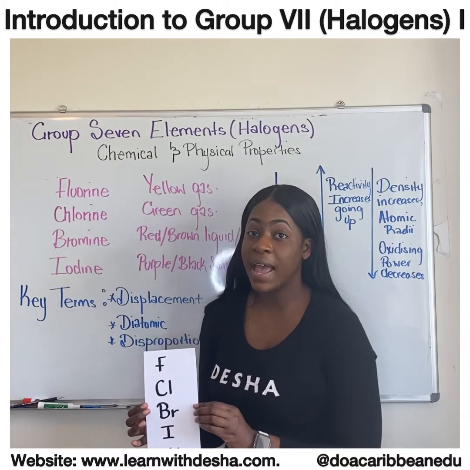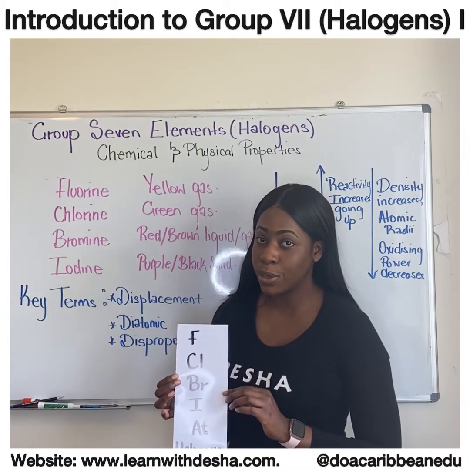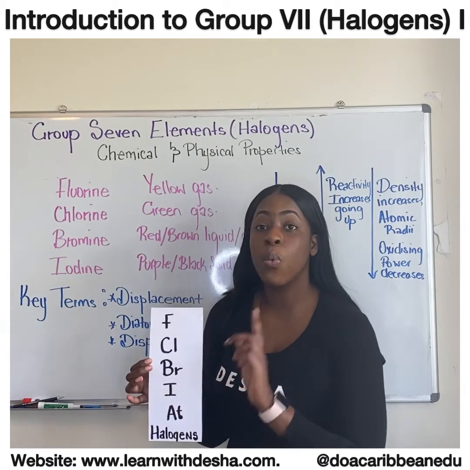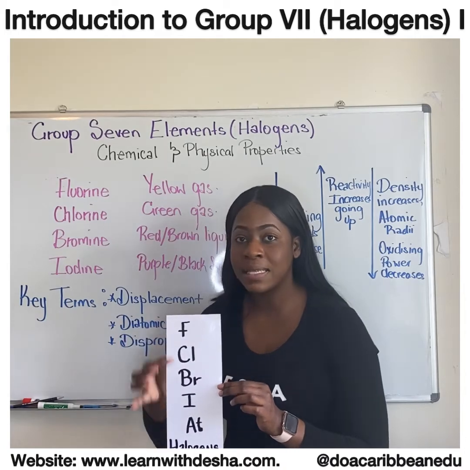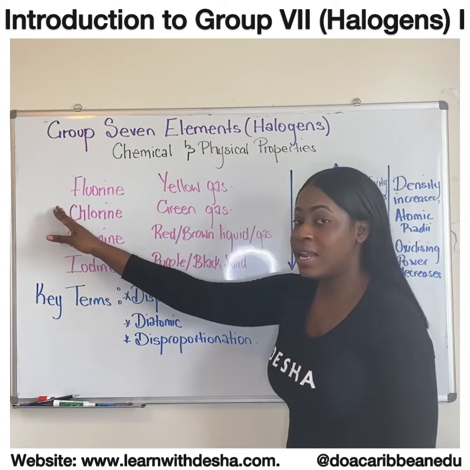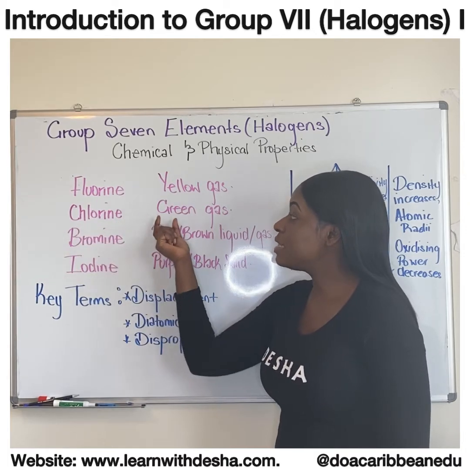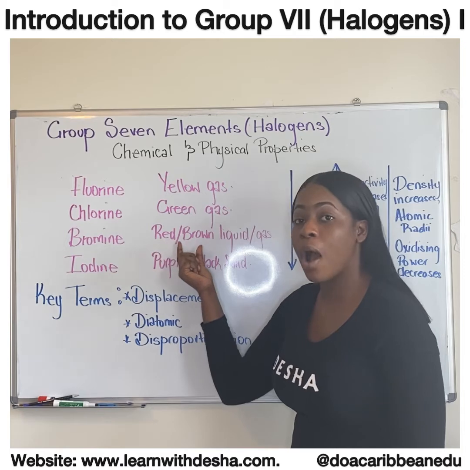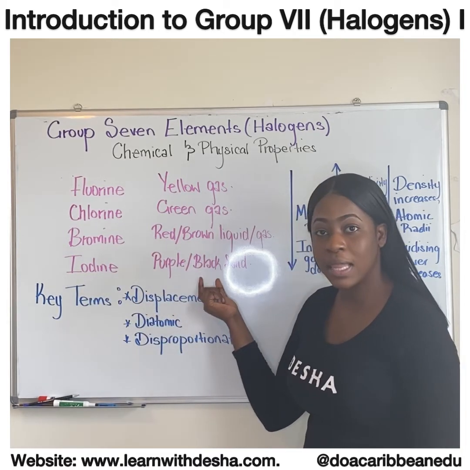These halogens exist as diatomic molecules. Why? Because in their outer shell, they share one electron with another atom of the same element. Fluorine is a yellow gas. Chlorine is a green gas. Bromine is a red-brown liquid. And iodine is a black solid.